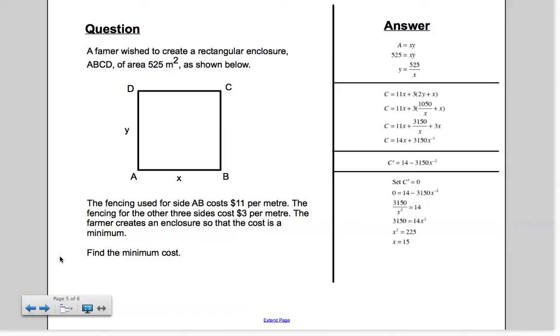The final question is asking you though to find the minimum cost, which simply requires you to input this derived x value into this equation here that is only in terms of cost and x, which gives you the final step. Minimum cost equals, as we can see here, 14x plus 3,150x to the -1. Inputting the fact that x equals 15 in for x here and x here gives you a final minimum cost of $420.